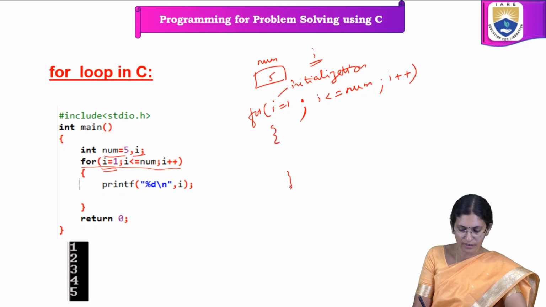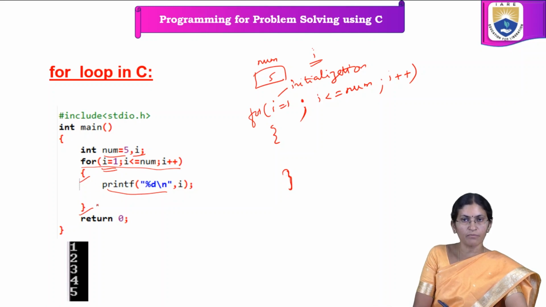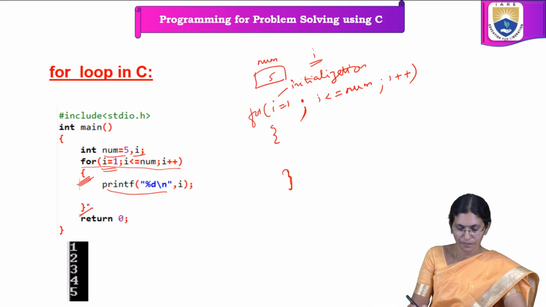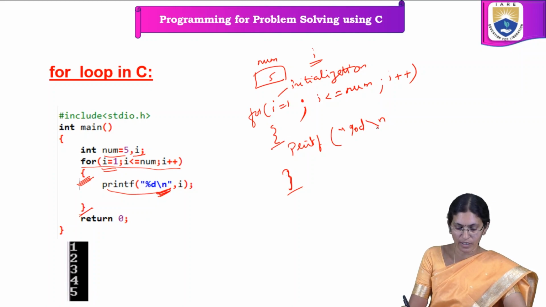Inside this we have written one statement. Inside the body of the loop, if there is only one statement, we can skip these curly braces. If there are many statements to be executed, then it becomes obligatory to insert these curly braces. Since we have only one statement, we can skip the curly braces. So printf, %d, and the escape sequence \n, just for readability of the output. The output becomes clearer by using escape sequences. After that, i, corresponding to this %d, so the i value is to be printed.